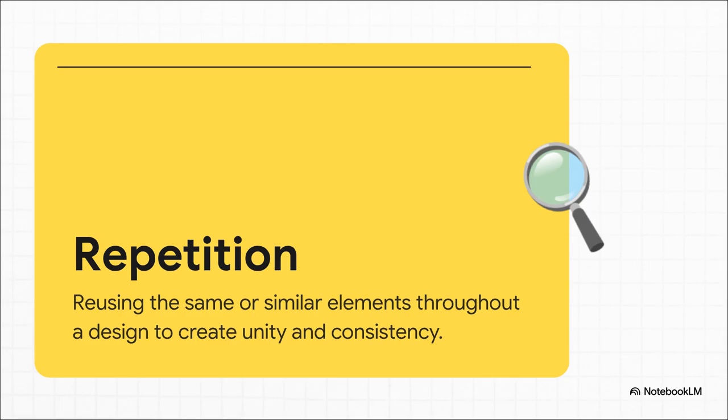So while alignment is creating that sense of order, repetition is what creates unity and a real sense of identity.